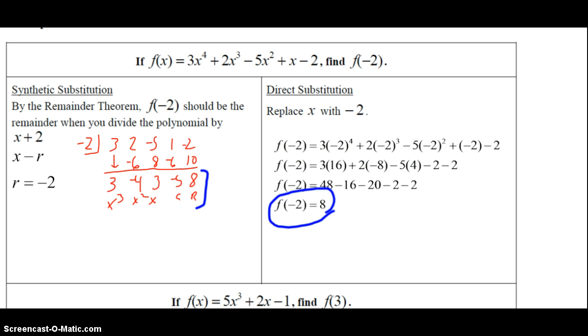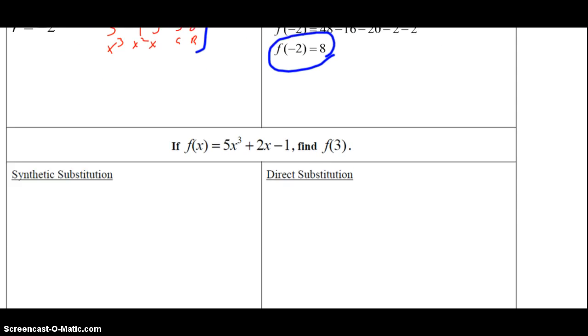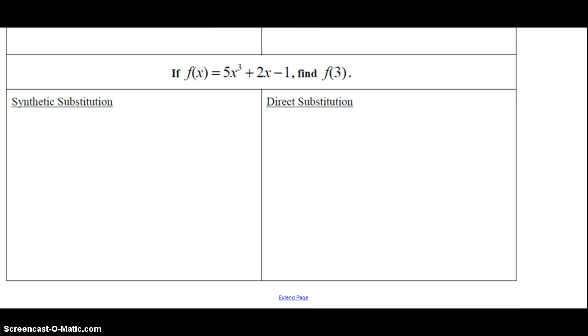Alright, so we have another example here, and if f of x is equal to 5x cubed plus 2x minus 1, find f of negative 3. I want you to fill out both the synthetic substitution side and the direct substitution side, and then turn the video back on when you're finished. However, just very quickly before you get started, remember that you need to check, just like we did in synthetic division, for synthetic substitution you have to check and make sure that there are no missing terms. If there are, you have to fill in the zeros. So turn the video back on when you're ready to check your work.